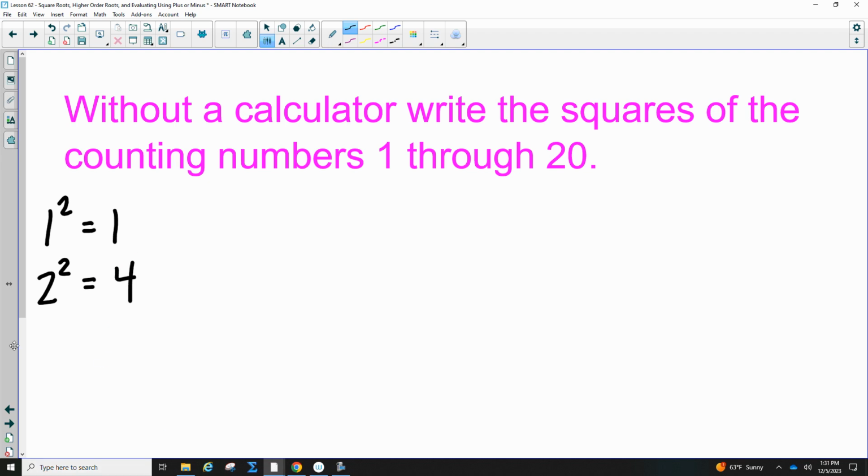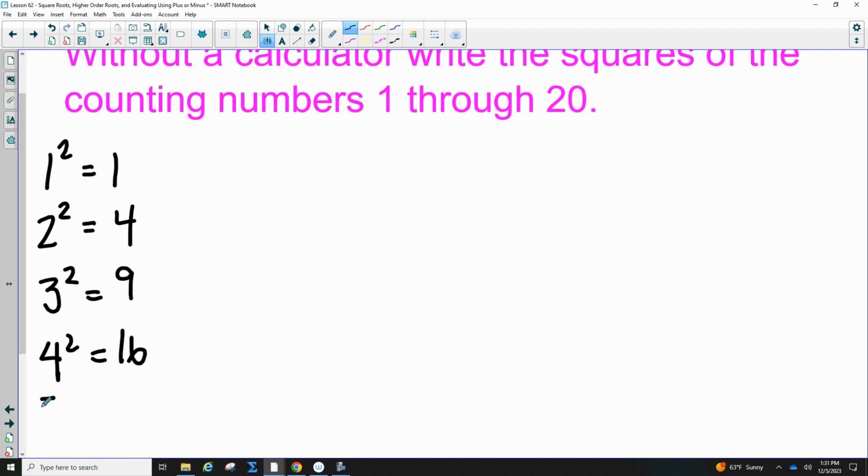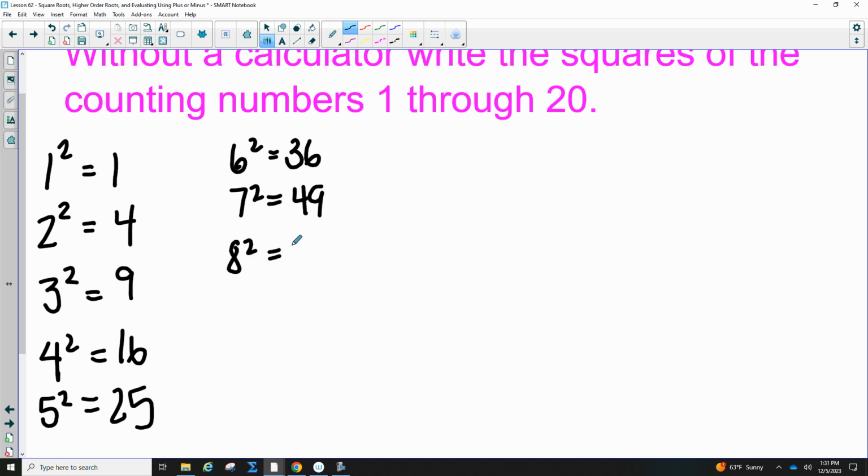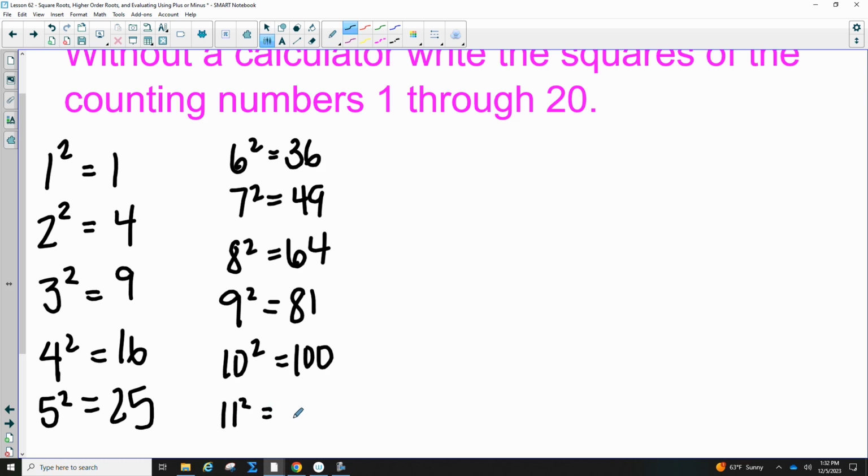What is the square root of 4? 2. 3 squared is 9. What's the square root of 9? 3. So these numbers on the right are perfect square numbers. What's 4 squared? 16. What's 5 squared? 25. What's 6 squared? Okay, what's 7 squared? Great. What's 8 squared? I know, toughie. What's 9 squared? 81. What's 10 squared? All right. What's 11 squared? Great job. What's 12 squared?